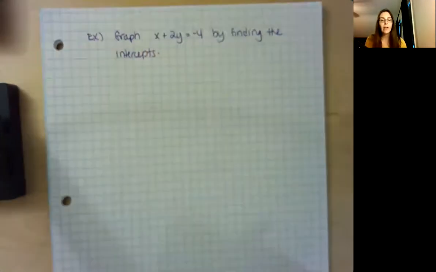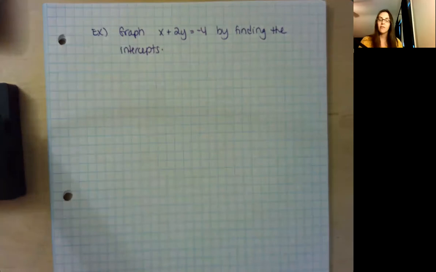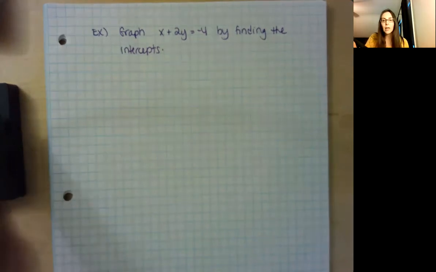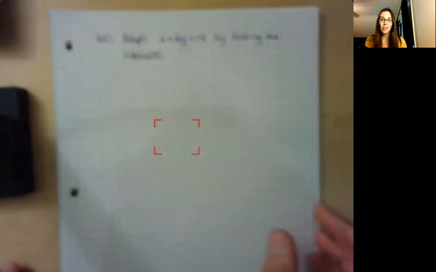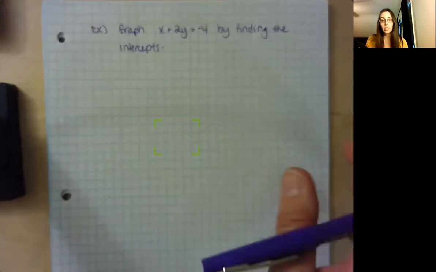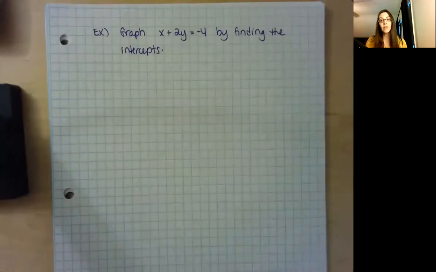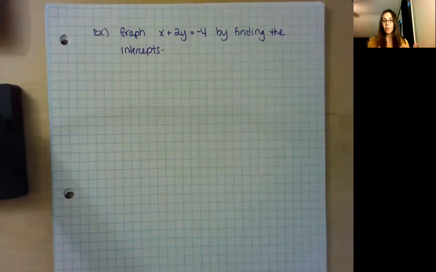So this one says to graph x plus 2y equals -4 by finding the intercepts. Now, I'm not going to write a whole bunch of different steps here because it's actually the same exact steps for the plotting point strategy. It's just that we're specifically told which points we have to find. So instead of just plugging in anything we want to, we basically have to plug in the zeros.